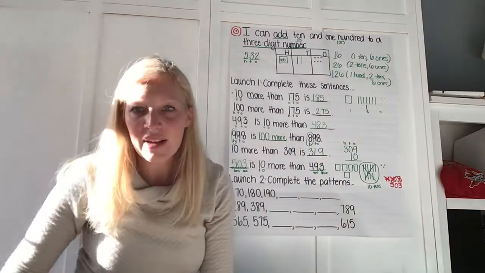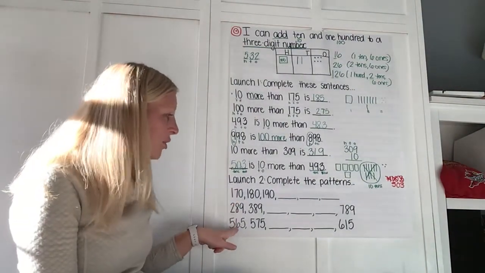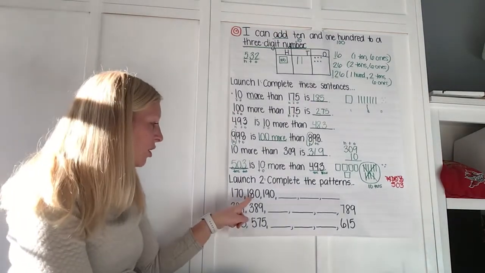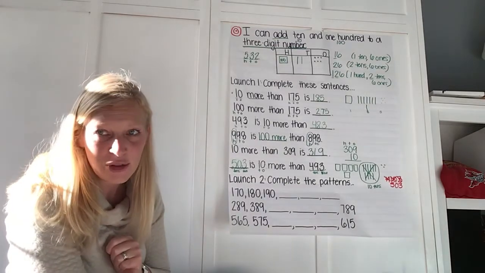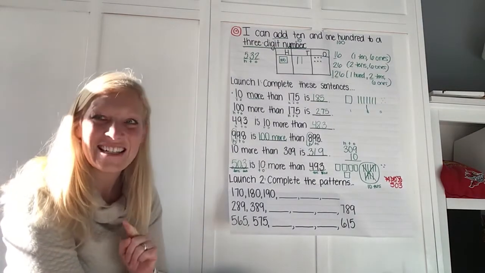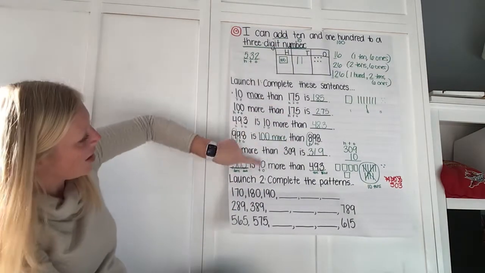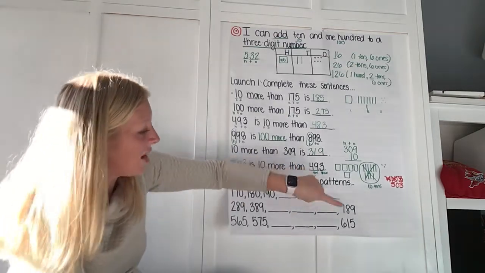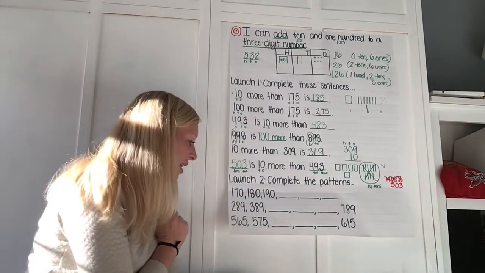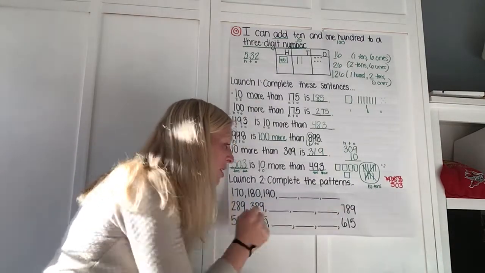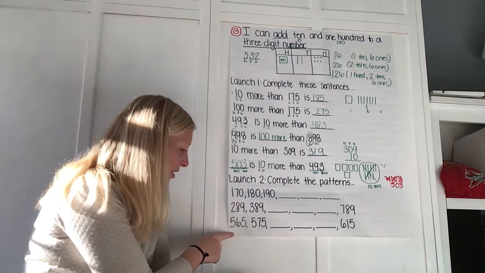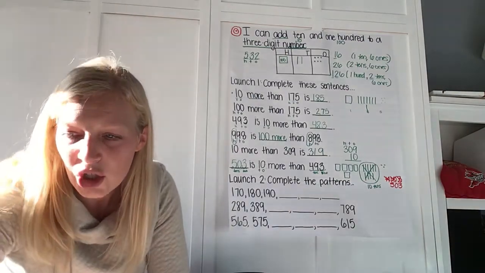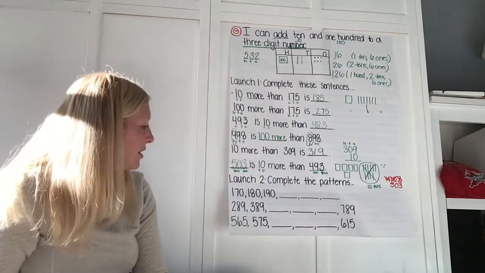All right, friends, as we wrap this up, we are going to look for some patterns, and I want you to do all 3 of these on your own, and then we're going to plug them in together. So take a minute, look for these patterns, and I'll remind you, friends, to make sure that you look to see what digit is changing, just like you did all up here. 170, 180, 190. What would the next 3 numbers be? 289, 389, next 3 numbers, and then we have our 789, and then 565, 575, 3 more numbers, and we get to 615. What would you plug into those missing spots?